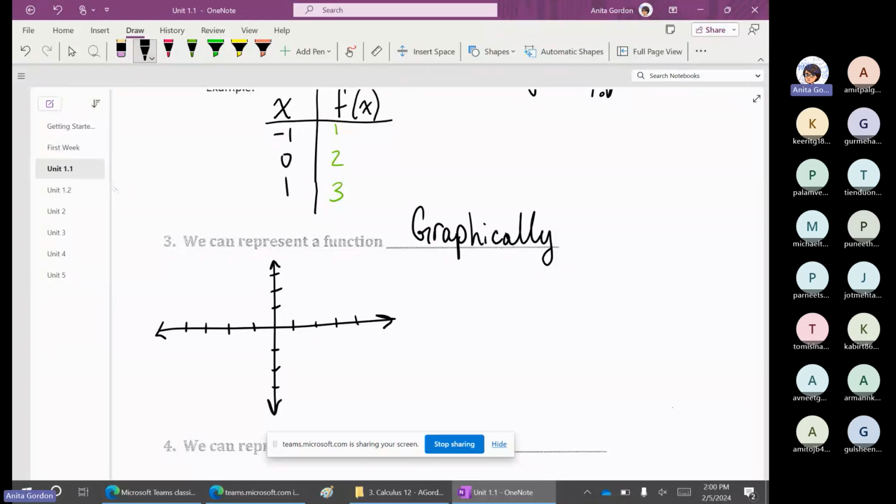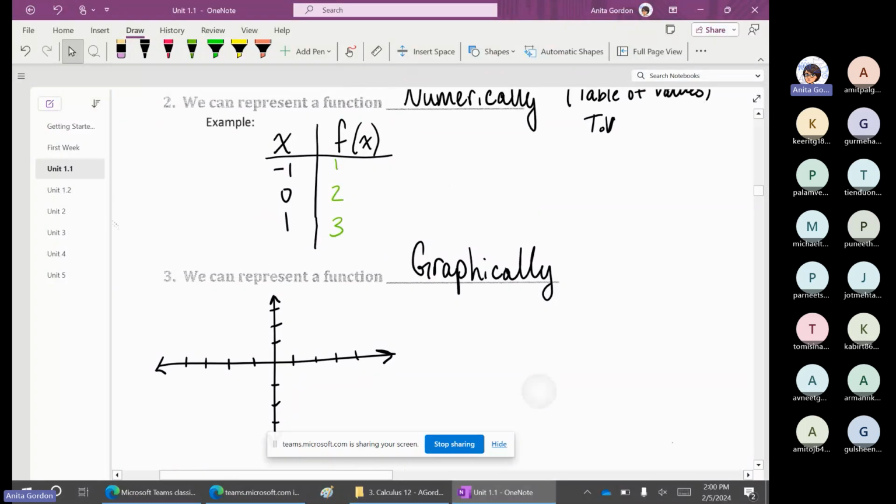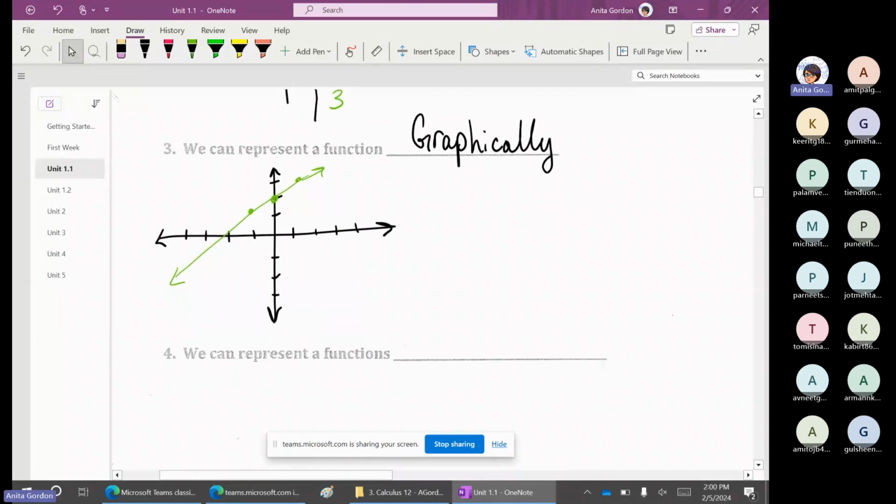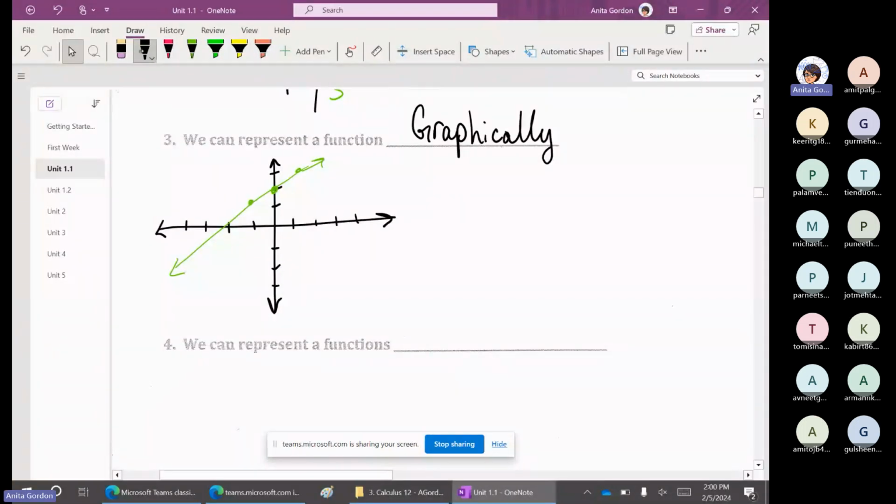Okay, based on the numbers we just got in the numerical table of values, -1, 1 is here. 0, 2 is here. 1 and 3 is here. Here's my graphical representation of the function that I'm talking about. If I'm going too fast, just shout.